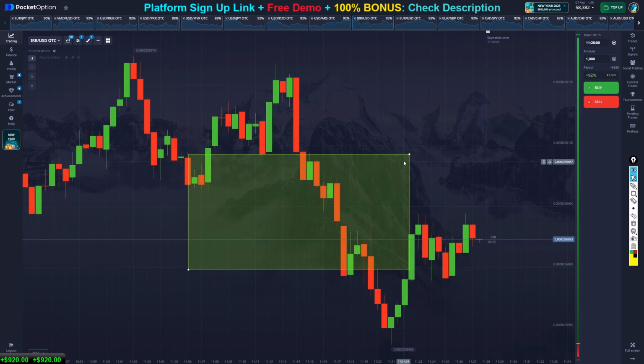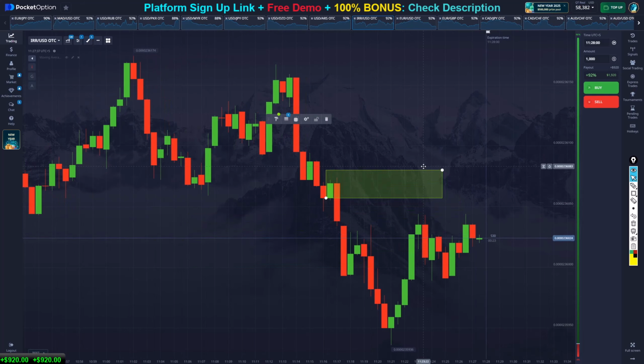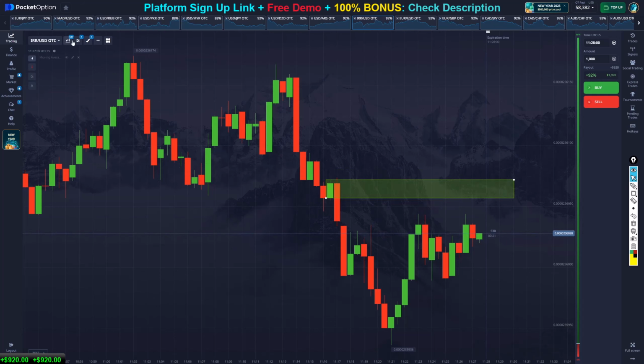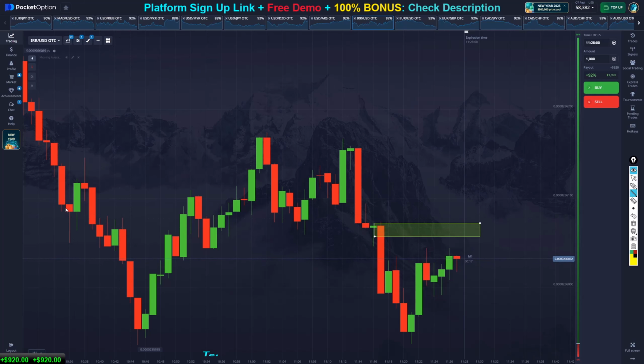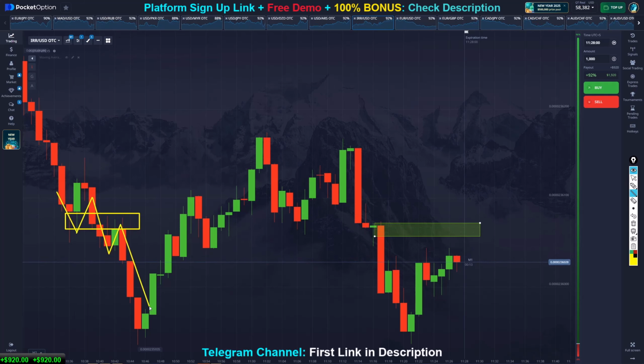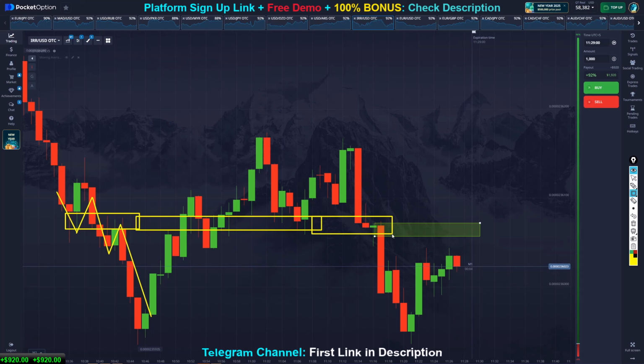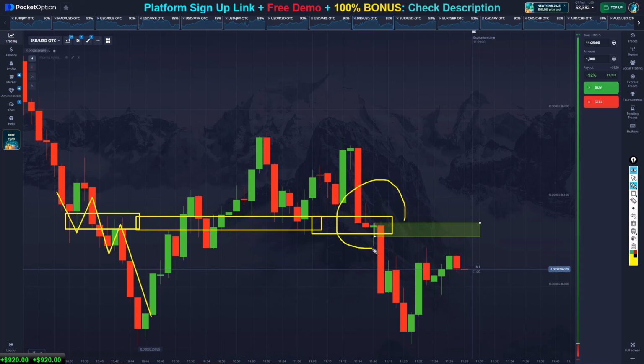I'll mark this area and I will try to sell right on this, because if you look at here, we previously had a well-respected area, support become resistance, and again a little bit of rejection, again support. Now it's broken and it has turned to a decision point for breaking the support area.